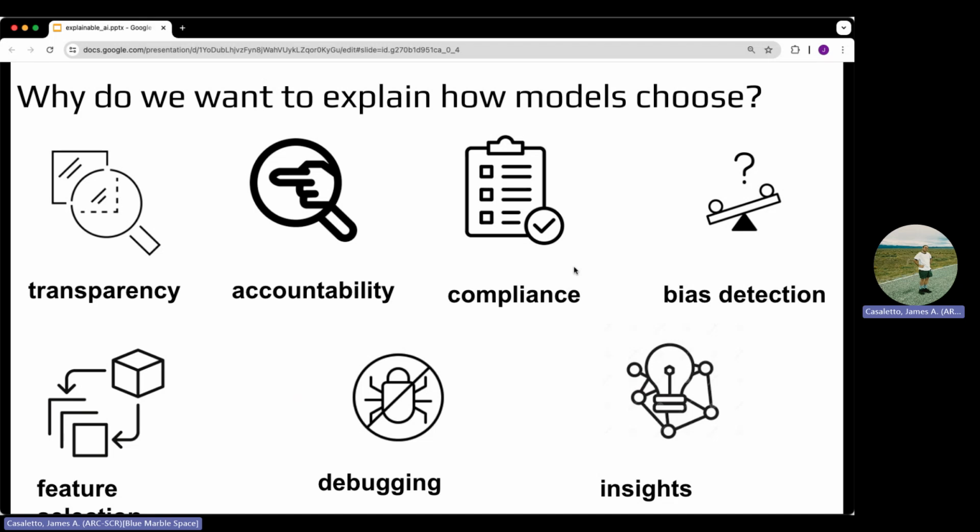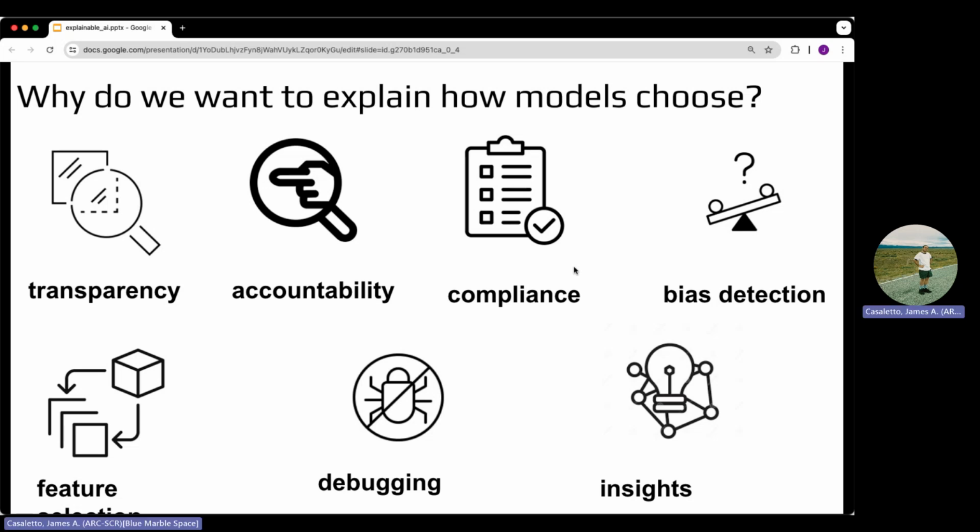Two is accountability. In many applications, especially those with significant impact on individuals or society, it's essential to know who or what is responsible for a particular decision. Explainable AI provides insights into the decision-making process, which can help assign accountability when needed. Three is compliance. Regulatory bodies often require transparency and accountability in AI systems, particularly in sensitive domains such as healthcare, finance, and criminal justice. Explainable AI helps organizations comply with these regulations.